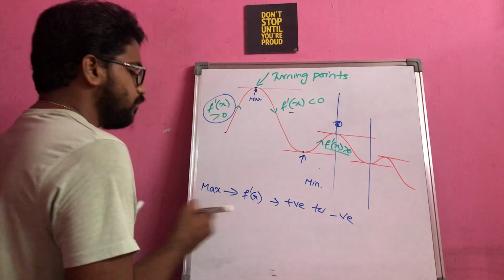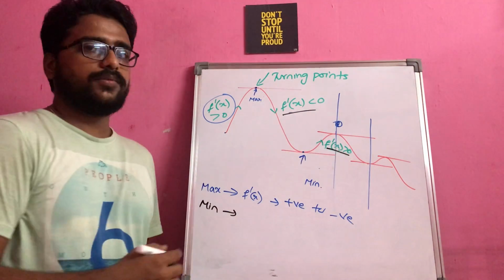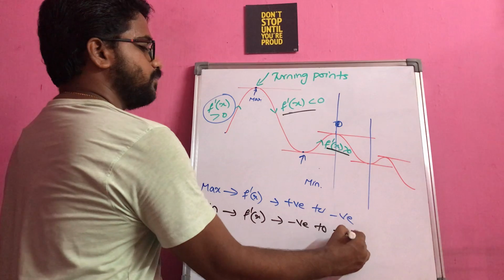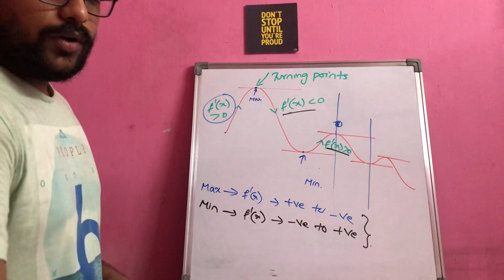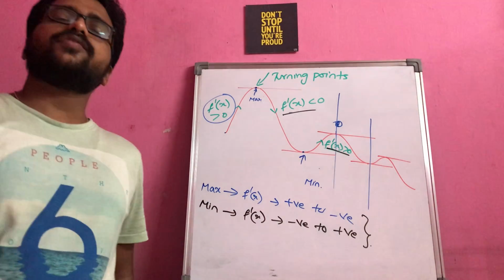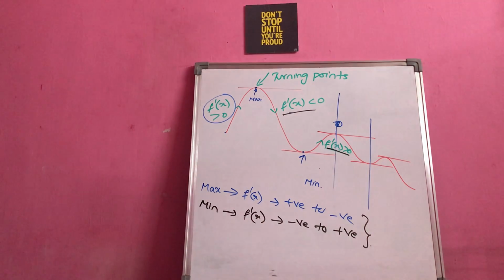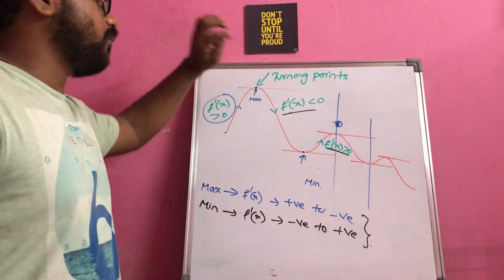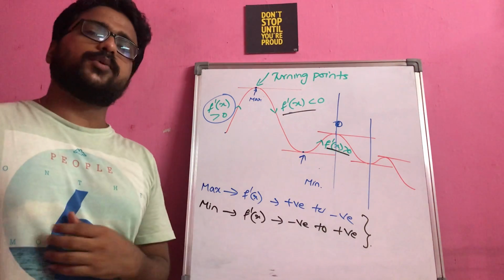Now observe the minimum value. For a minimum value, before it f dash of x is less than 0, after it is greater than 0. So the sign of f dash of x is changing from negative to positive. Okay, this is the important point that you have to notice here. When you have a curve, you can identify where the function is maximum or minimum. It depends on the sign of f dash of x. Whenever the sign of f dash of x goes from positive to negative, you are getting the maximum value.